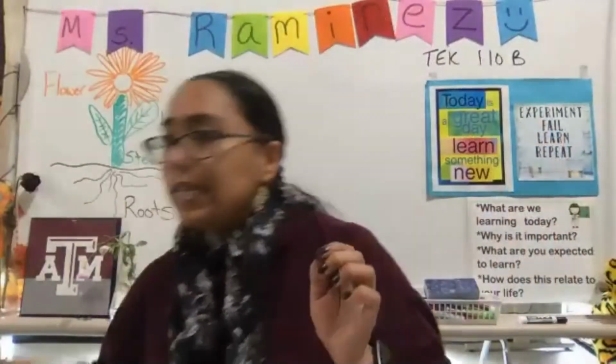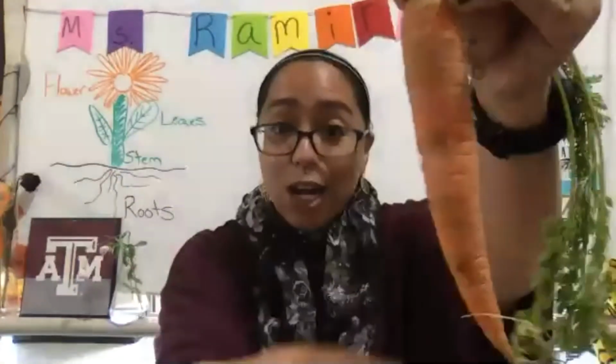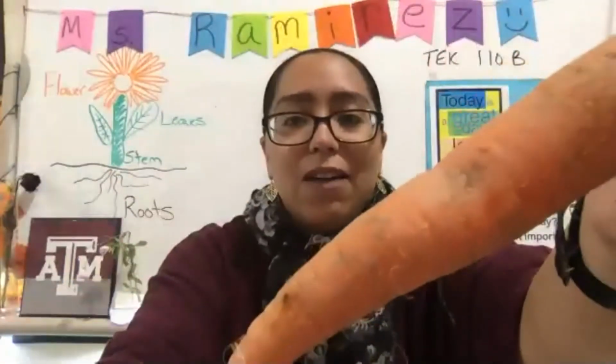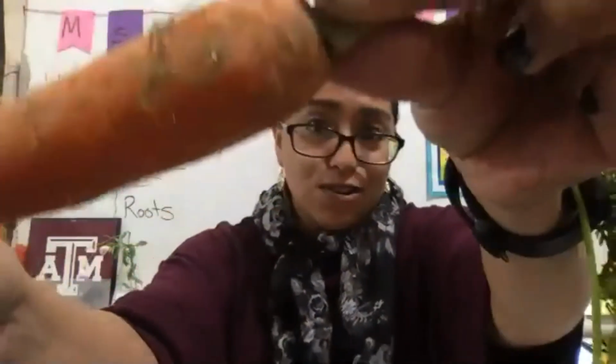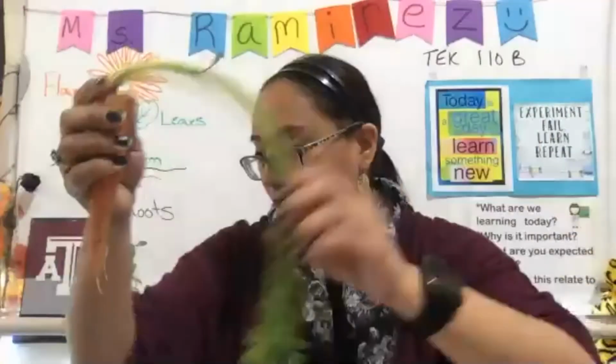And my last thing is a carrot. So we have the carrot, which we know grows under the ground. And we have part of the little root here, and we have all these little tiny root hairs that also help to take in that water and nutrients. We have our nice green stem, and then we have all of the leaves for our carrot as well.